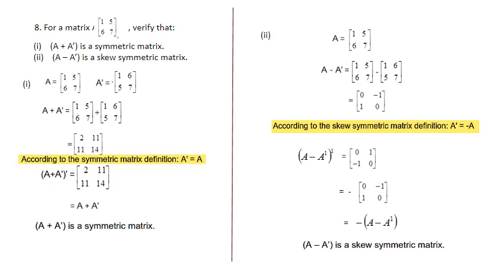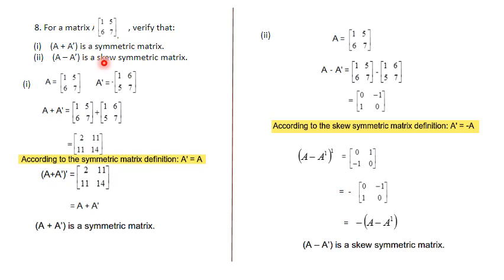Here we have to prove A plus A transpose is a symmetric matrix. What we have to calculate is, first we calculate A plus A transpose, then we go for the transpose of this one, that is (A plus A transpose) the whole transpose. After calculating, we will come to the conclusion that (A plus A transpose) the whole transpose is equal to A plus A transpose. So therefore it is a symmetric matrix.